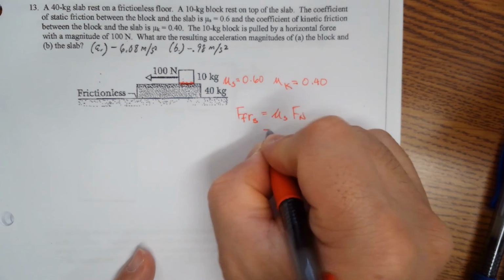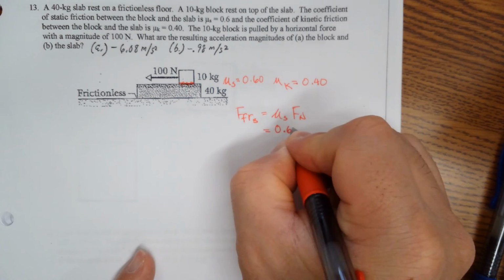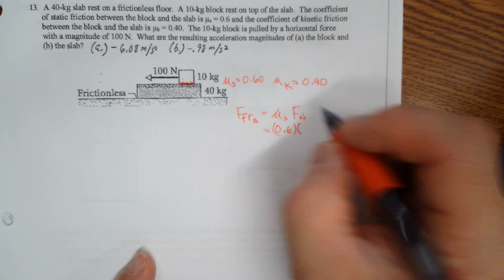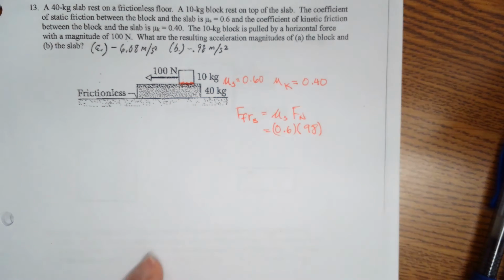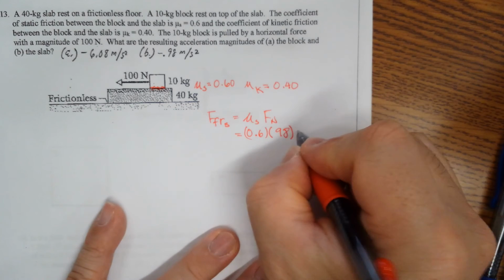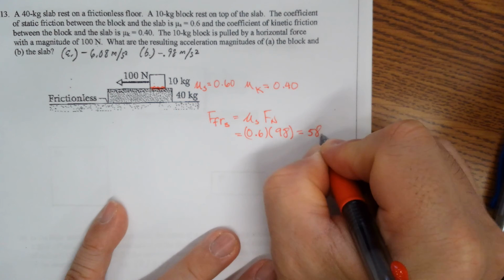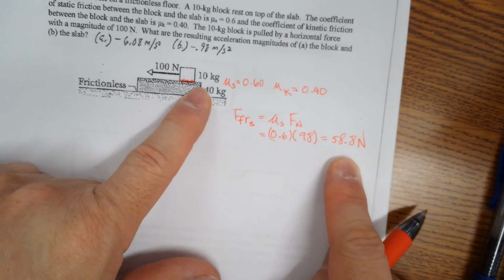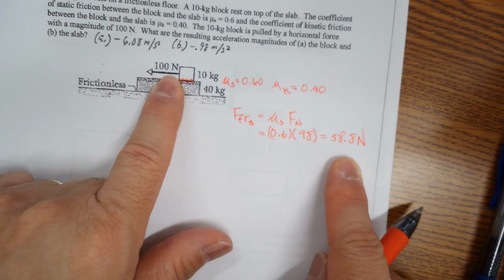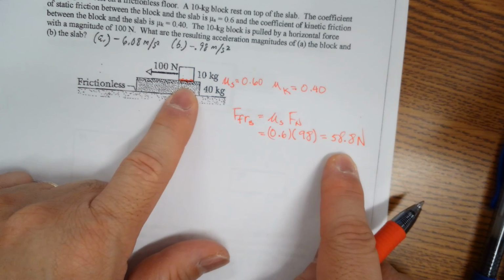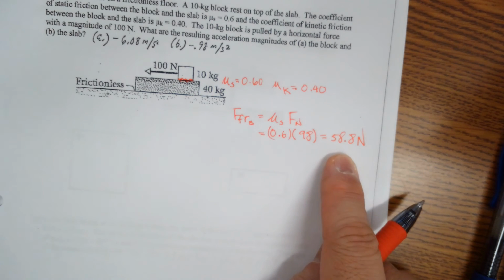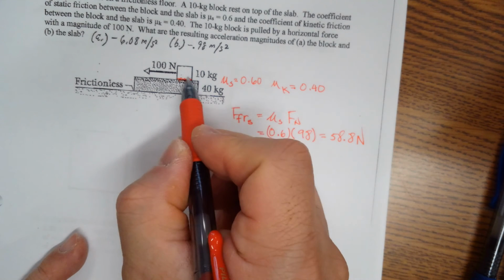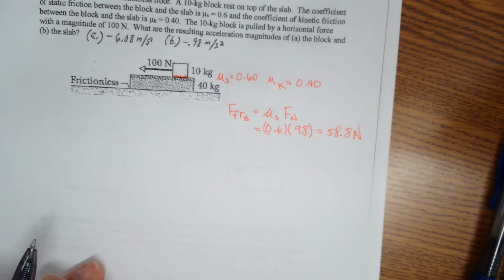So mu sub s, of course, is equal to 0.6. F normal is 10 times 9.8, which is 98, right? So what is that? That is 58.8 newtons. So obviously that's not going to be big enough to hold this thing steady, because if you're applying 100 newtons of force horizontally, 58.8 newtons is not going to be enough to keep it steady, right? So it's most likely going to start to slide. This top block is going to slide on top of the bottom slab.